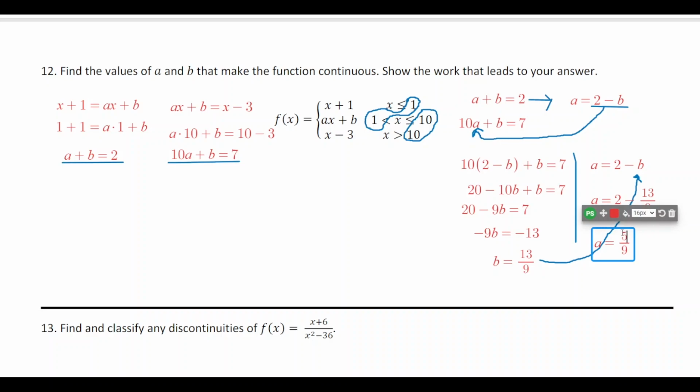Okay, so those are going to be the two values that will fix this piecewise function. And by fix it, I mean make it continuous. Make it so the first piece will match up with the second piece when x is 1, and the second piece matches the third piece when x is 10.